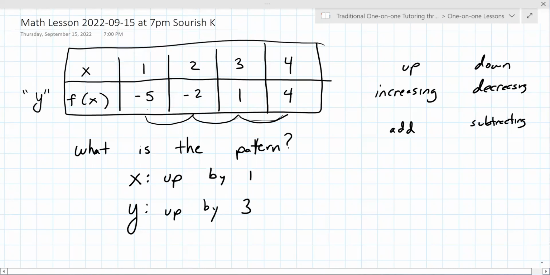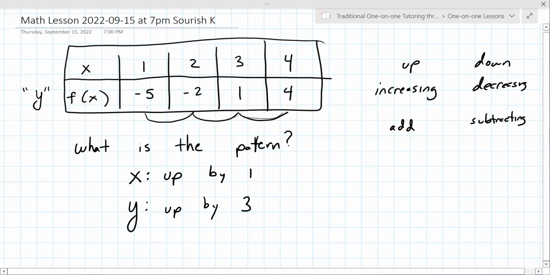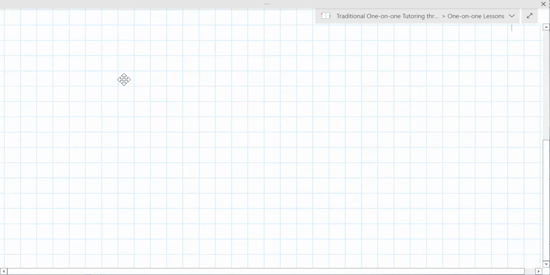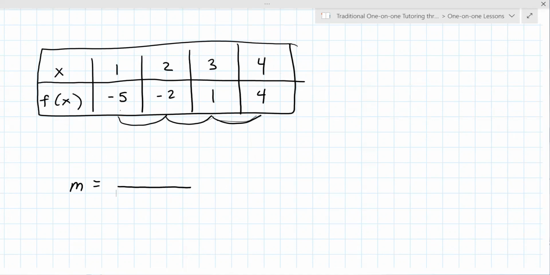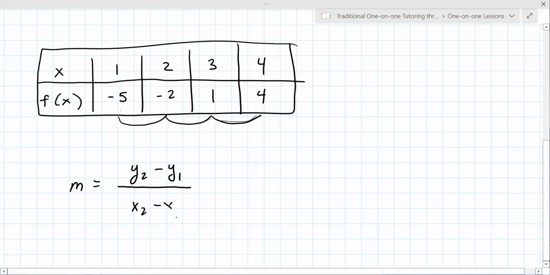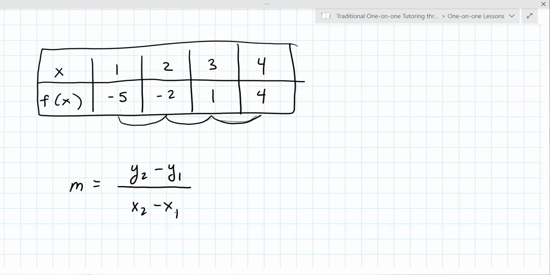All right, now let's use the slope formula and let's calculate the slope. Okay, so let me grab this table, move it down. All right, and we want to calculate the slope. What is the slope formula? Can you remind me of that? Y2 minus Y1 over X2 minus X1.